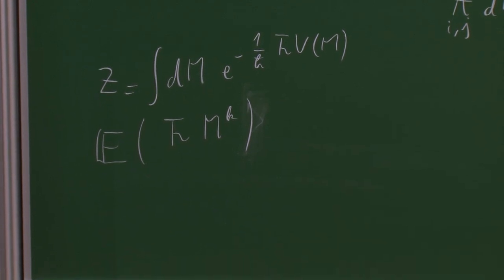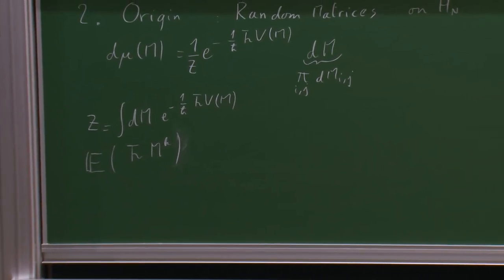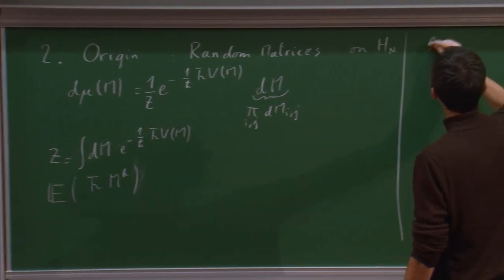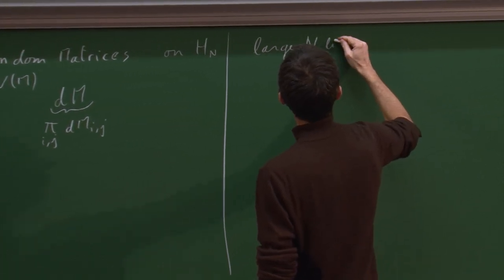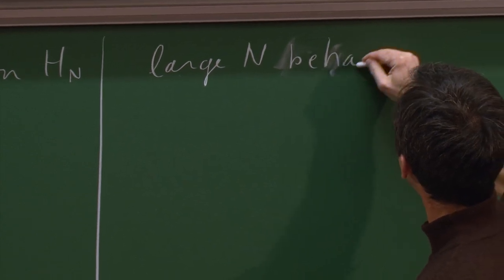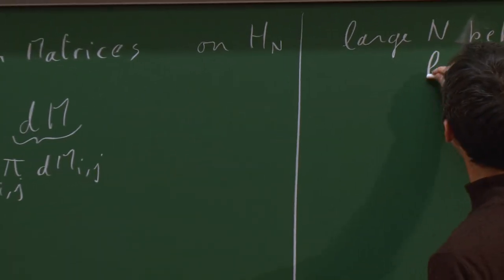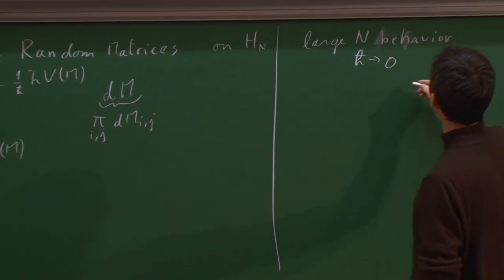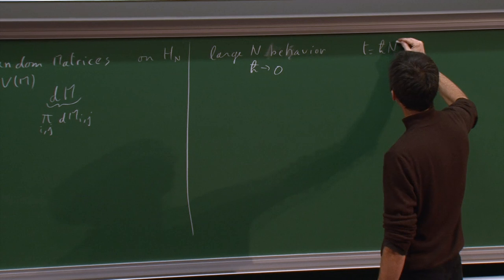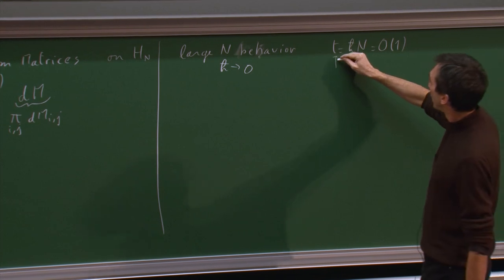And the main question which was raised by people doing random matrices for many, many years is what happens when the matrix becomes large? So what happens in the large N limit? And when I take large N, to have a good scaling, you also want h bar to go to zero, such that, very often people write, t equals h bar N is O(1). Very often it's called the 't Hooft parameter.